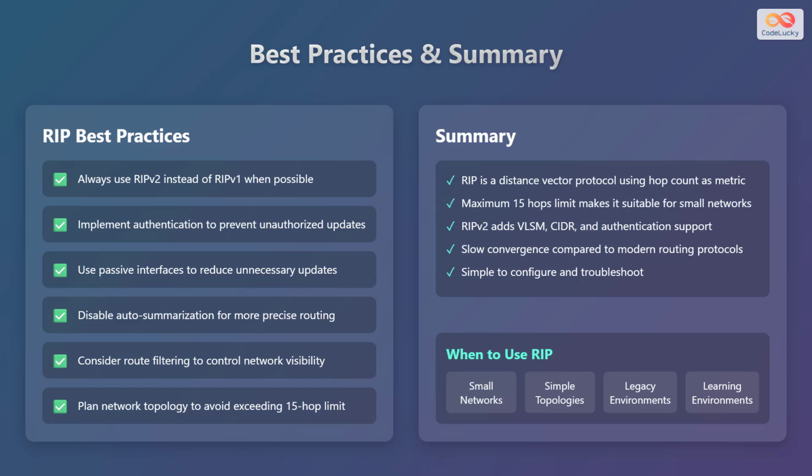Here is a summary of RIP. RIP is a distance vector protocol that uses hop count as its metric. The maximum 15-hop limit makes it suitable only for small networks. RIP version 2 adds variable length subnet masking, classless interdomain routing, and authentication support. The convergence is slow compared to modern routing protocols. On the other hand, RIP is simple to configure and troubleshoot. Because of its limitations, when should we use RIP? RIP is suitable for small networks, simple topologies, legacy environments, and learning environments.